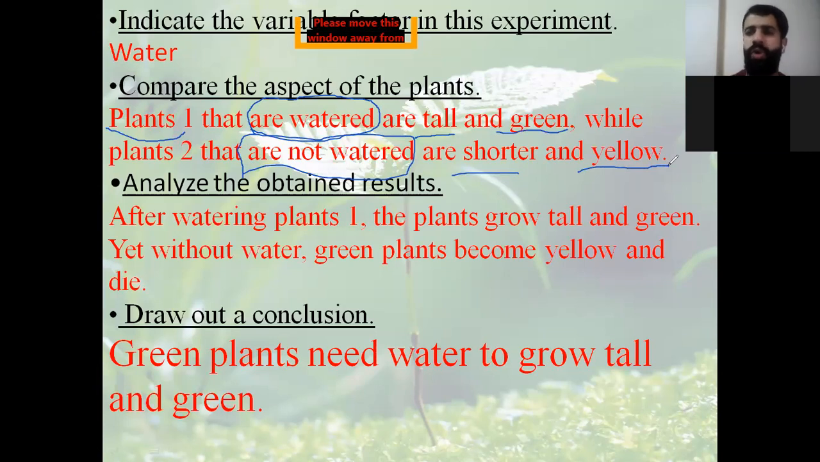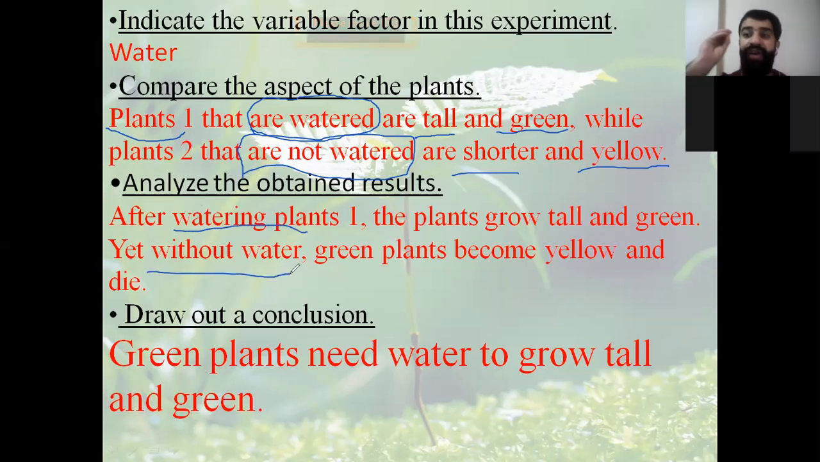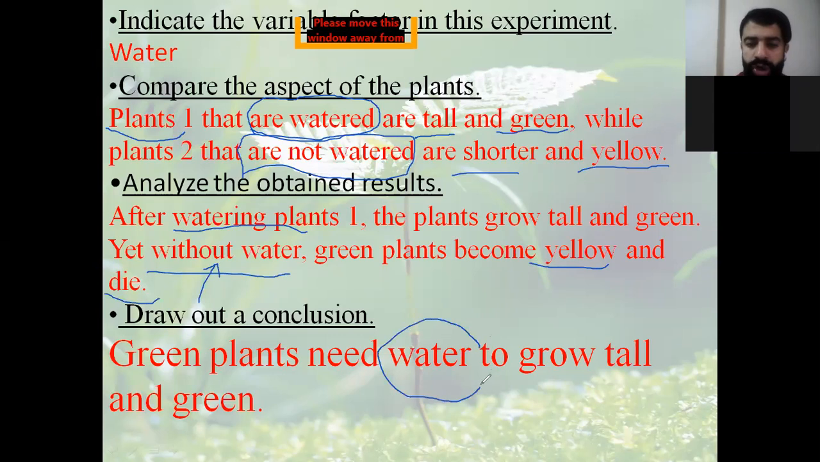Analyze. After watering plants 1, these plants grow tall and green. Yet without water, so here I said watering plants and without water. So I talk about the variable factor and you have to mention it in the analysis. The green plants become yellow and they die in the absence of water. So what is the conclusion? This conclusion says the green plants need water in order to grow tall and green. So the first element needed for the growth of green plants is water. So water is needed for the growth of green plants.